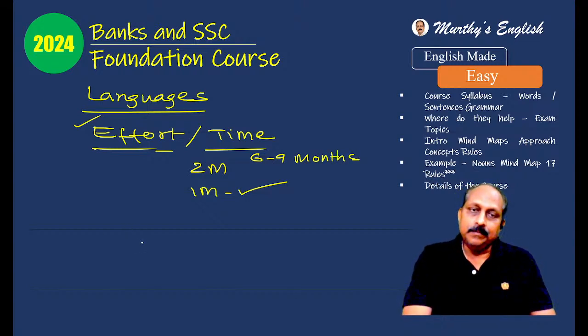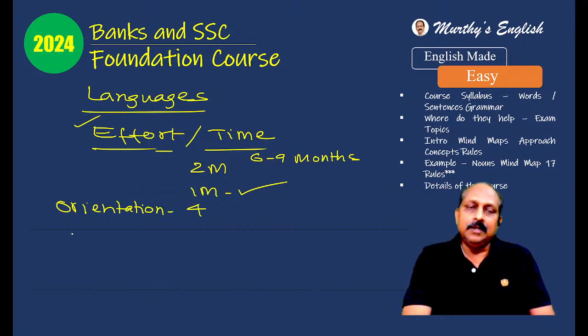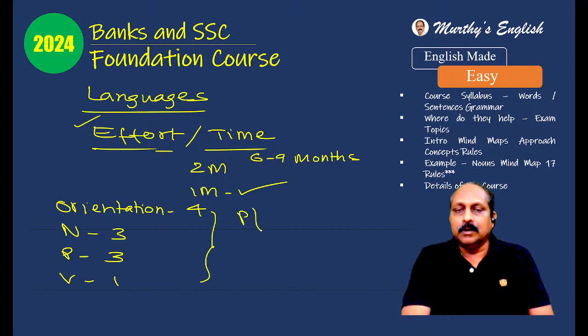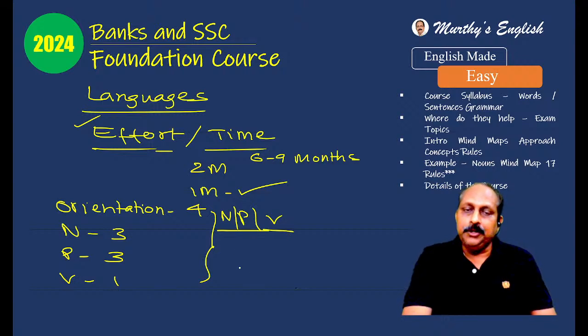From the exam point of view, coming to the details of the course, this foundation course, I already launched. 9 sessions are over, I suppose. Orientation, I spent 4 sessions, then nouns 3 sessions, pronouns 3 sessions. Today, verb part 1 session. All these sessions are over, but only two parts of speech are over. One is noun, the other one is pronoun. Verb we have just started. Still, enrollment is open. If you wish, you could join.